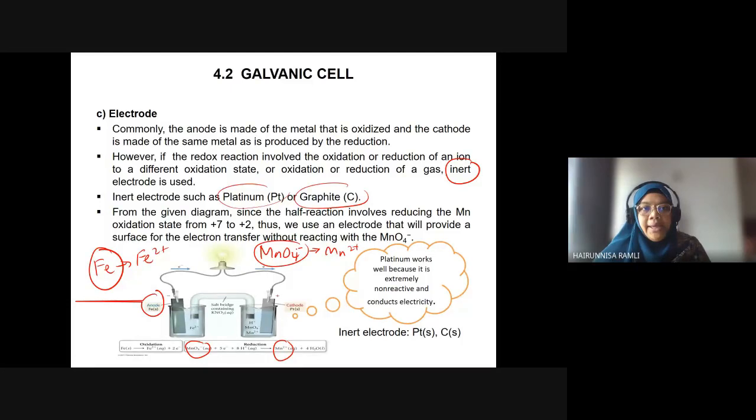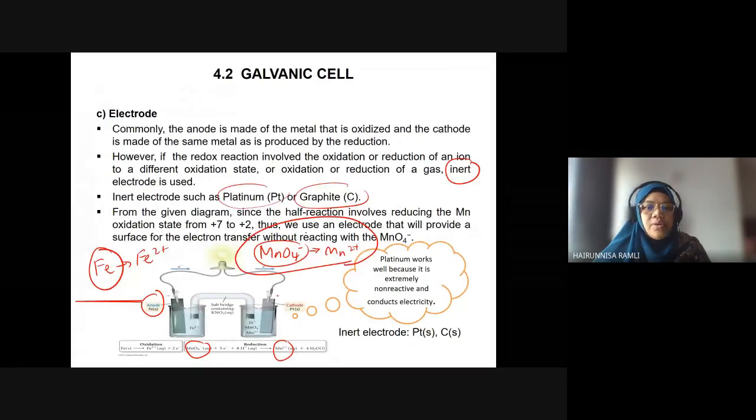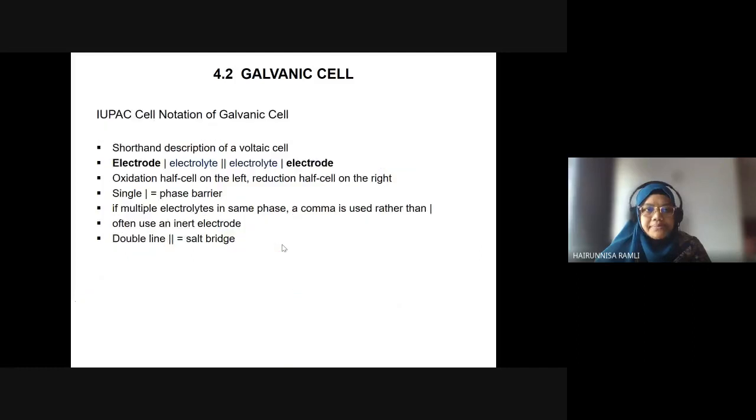If you put Mn, there will be a different reading. So what we do, that's why for the case here, we put an inert electrode, so that the reaction is only between MnO4 minus to Mn2 plus. The inert electrode we use here is Pt, platinum, or you can put graphite. Okay, this is an example when the reaction involves a solution, ion or gas.